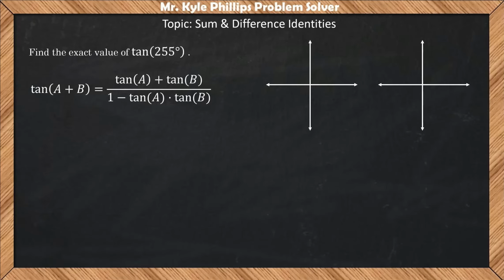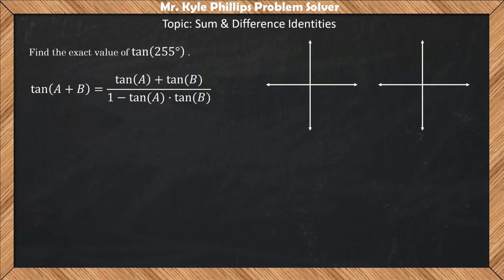Hey everybody, so in this video we're going to be talking about how to find the exact value of tangent of 255 degrees. So like in prior videos, the reason that your sum and difference identities are so convenient is because we can evaluate at degrees that are not on the unit circle.